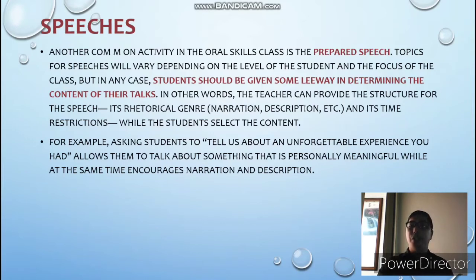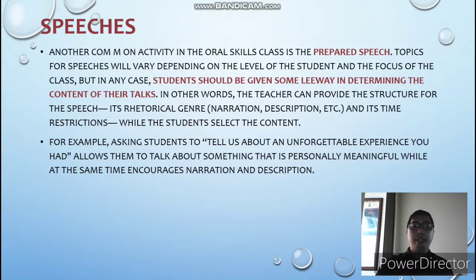In other words, the teacher can provide a structure for the speech. It's something that you can remember. You can provide, as a teacher, the structure for the speech: its rhetorical genre, whether it is narration or description. You can tell them to present a speech which is a description of something, and its time restrictions. How long are they going to present that speech? Are you giving them 3 minutes, 2 minutes, or 5 minutes, while the students select the contents? So the students would be the ones to select the content.